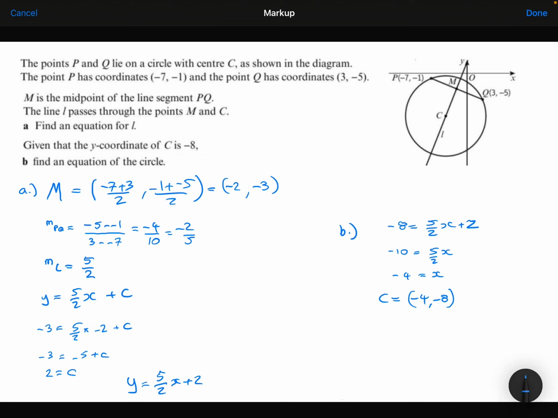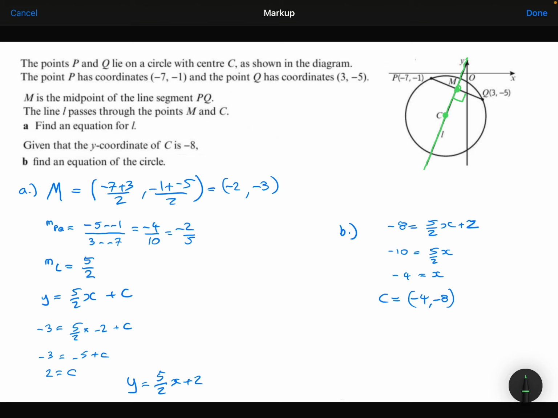Last example for this video. We're told that the points P and Q lie on a circle with centre C as shown in the diagram. We've been given the coordinates of P and Q. We're told that M is the midpoint of P and Q, and that the line L passes through M and C, which is the centre. So the fact that L passes through the centre of the circle and through the midpoint tells me it's a perpendicular bisector of the chord. So I know these are perpendicular.